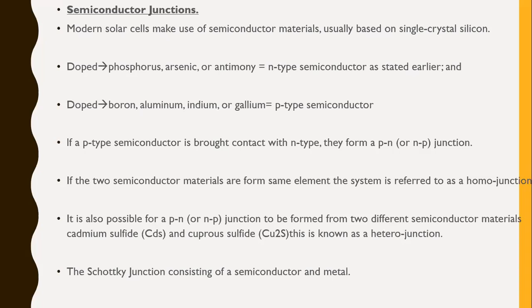Next, one of the important junctions is the Schottky junction. This Schottky junction consists of a metal and a semiconductor. It is formed by depositing a thin layer of metallic conductor, for example platinum. If you deposit a thin layer of platinum onto a P-type or N-type semiconductor, then the Schottky junction will be formed.